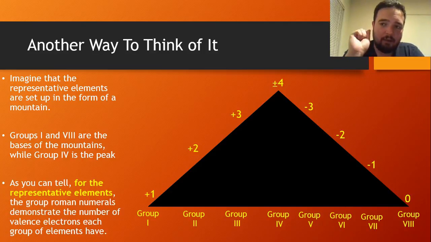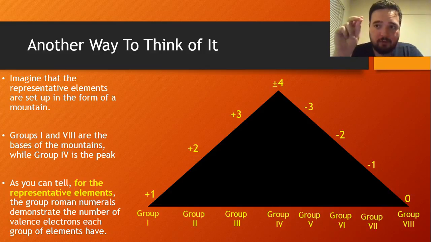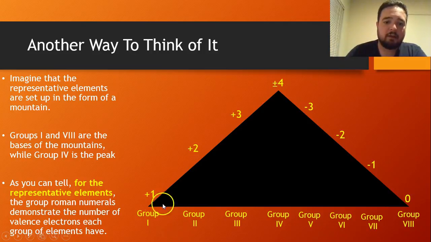But one thing you can notice too, and this is a trick that maybe not a lot of teachers tell you, I'm going to tell you anyway, is that for the representative elements, the Roman numerals demonstrate the number of valence electrons within that particular group of atoms. So if I go to the alkali metals, I know it has a valence electron of 1, which is the reason why it's more likely to give 1 away. And then group 2 has 2 valence electrons based off this Roman numeral.